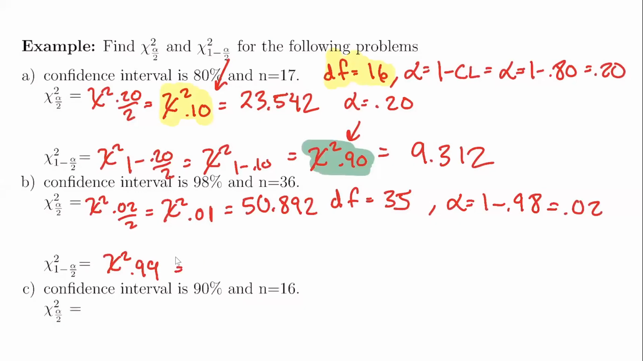So yeah, 14.953. And that's it for B. Any question in regard to how I got B?